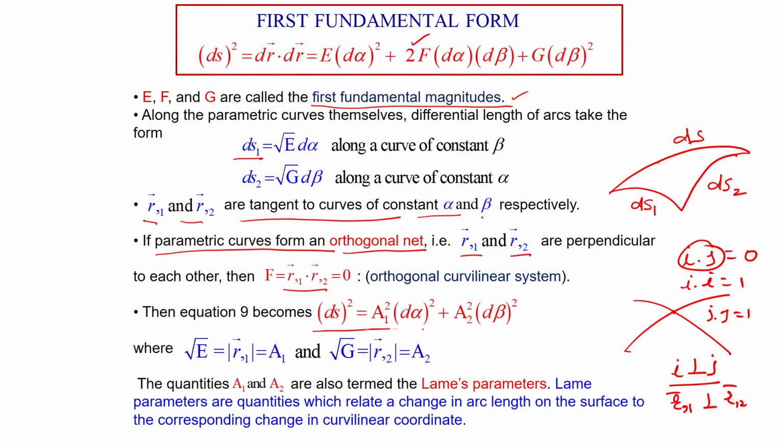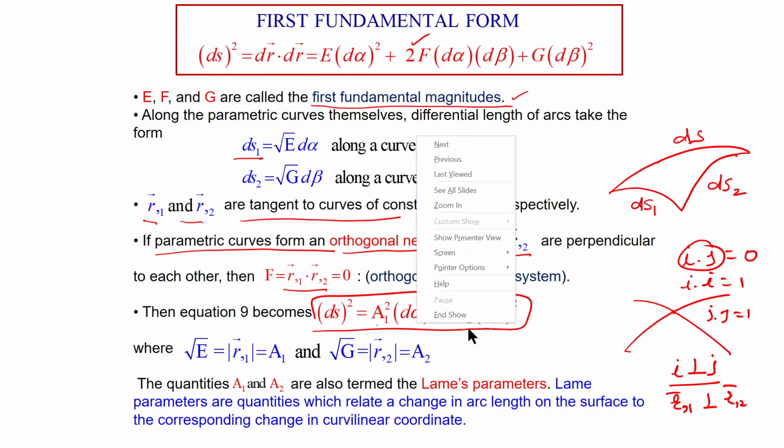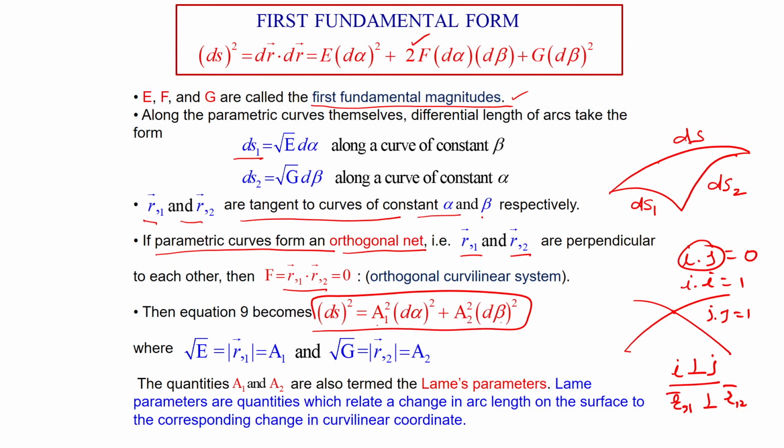and it reduces to a very simple two-dimensional form. For an orthogonal system, ds square equals a1 square d alpha1 square plus a2 square d alpha2 square, where a1 is under root of E and a2 is under root of G, because it is defined in such a way. These a1 and a2 are Lamé parameters. Sometimes we call them distortion parameters.